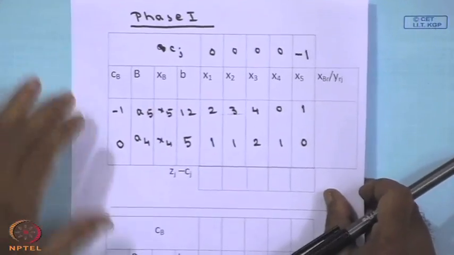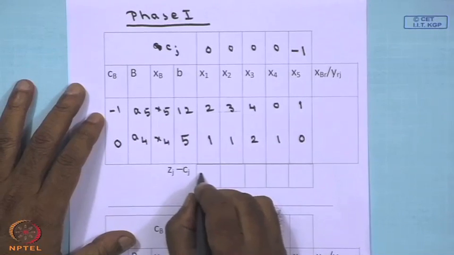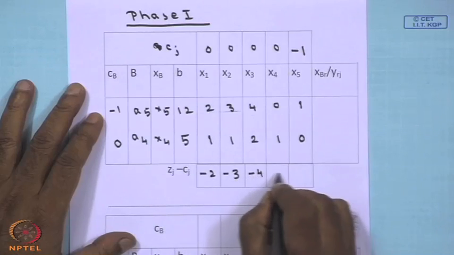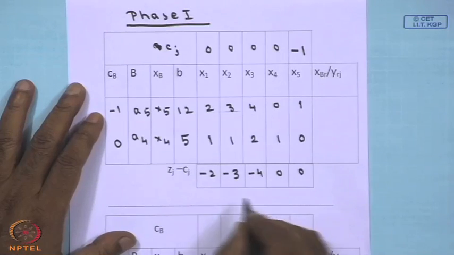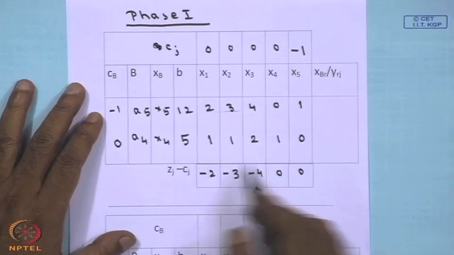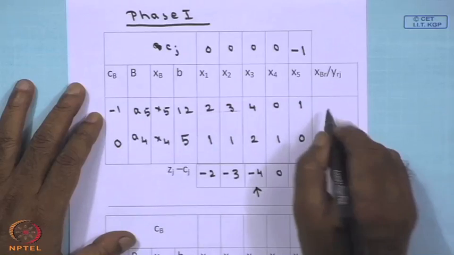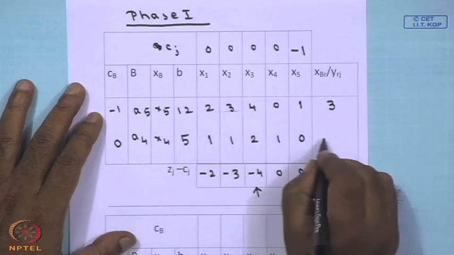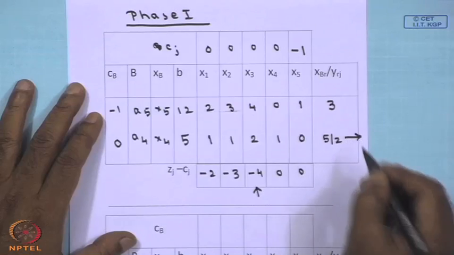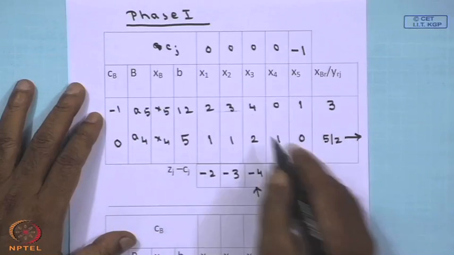So, once I have written this, now you can calculate Zj minus Cj using the normal process, that is minus 2, minus 3, minus 4. I am not explaining again. So, the most negative is minus 4, you calculate the corresponding ratios. First one is 12 by 4, that is 3, next one is 5 by 2, so 2.5. So, this will be the outgoing. So, entering vector is x3 and outgoing vector is x4.